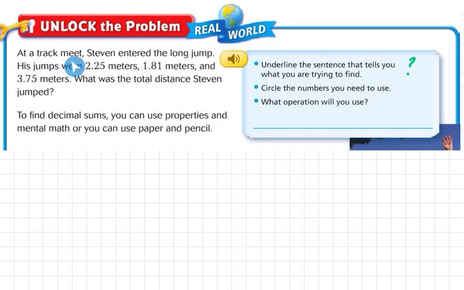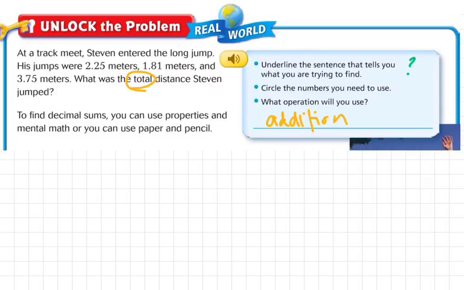At a track meet, Stephen entered the long jump. His jumps were 2 and 25 hundredths of meters, 1 and 81 hundredths of a meter, and 3 and 75 hundredths of meters. What is the total distance Stephen jumped? So boys and girls, when we hear the word total, we should think of sum. So we know that the operation that we're going to use here is addition.